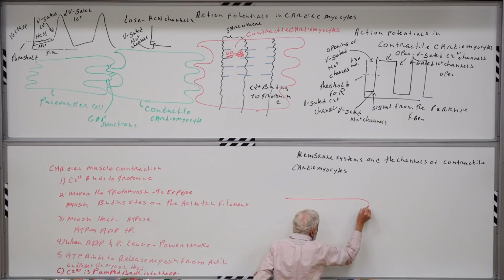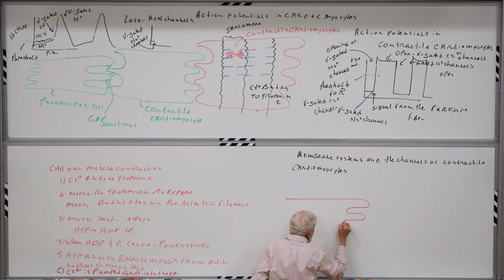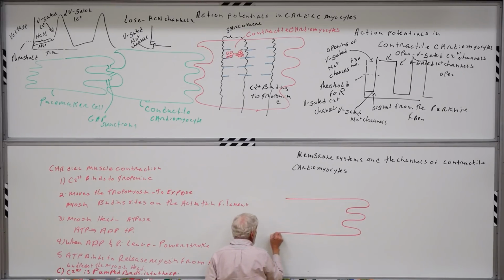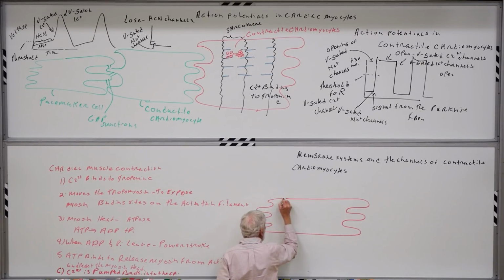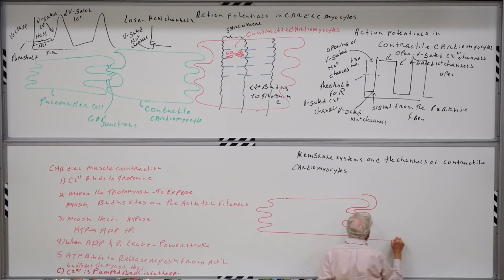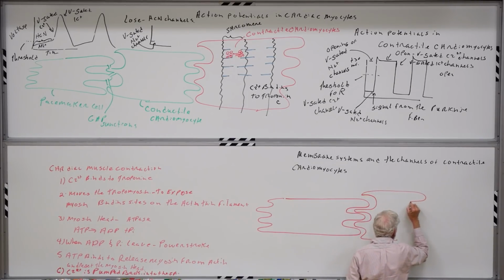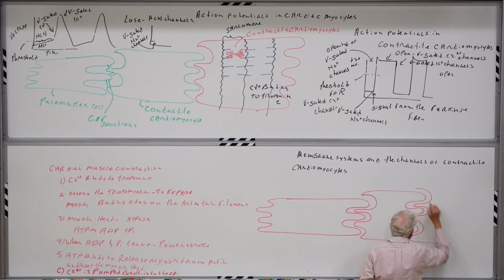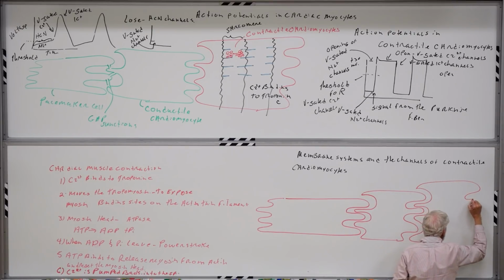So as always, these cells are individual cells. They have a single nucleus. They're not gigantic. They're only about maybe 10 micrometers in diameter, 20 to 30 micrometers long, and they're all linked to their neighbors at these so-called intercalated discs by gap junctions. So there's electrical continuity among all of these cells.